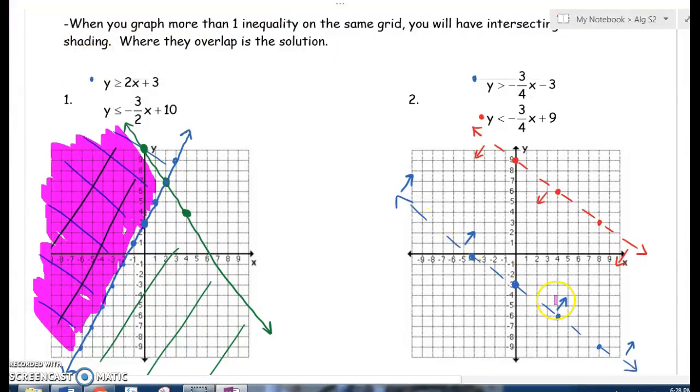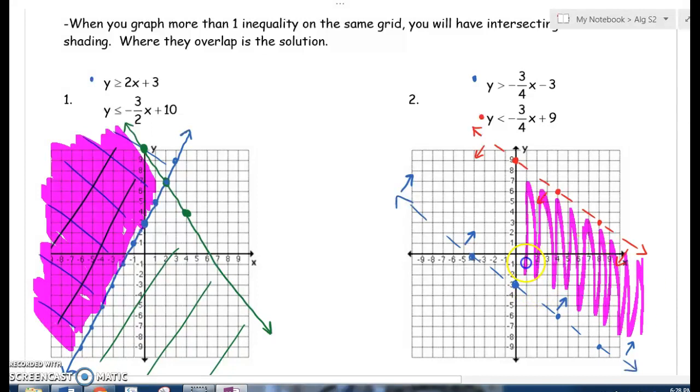So all the shading has to be above the blue and below the red. So my solution is going to be everywhere in between. Everything in between the red and the blue. Above the blue and below the red. And that's going to be our solution area. So any points in these shaded areas work for both inequalities.